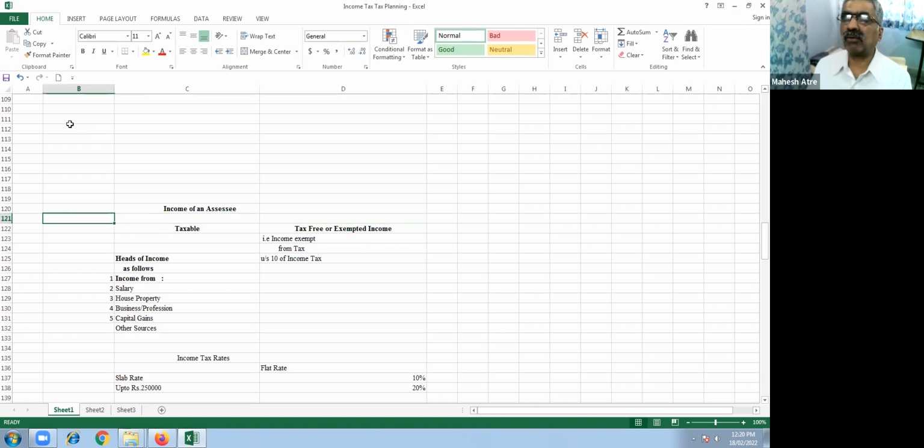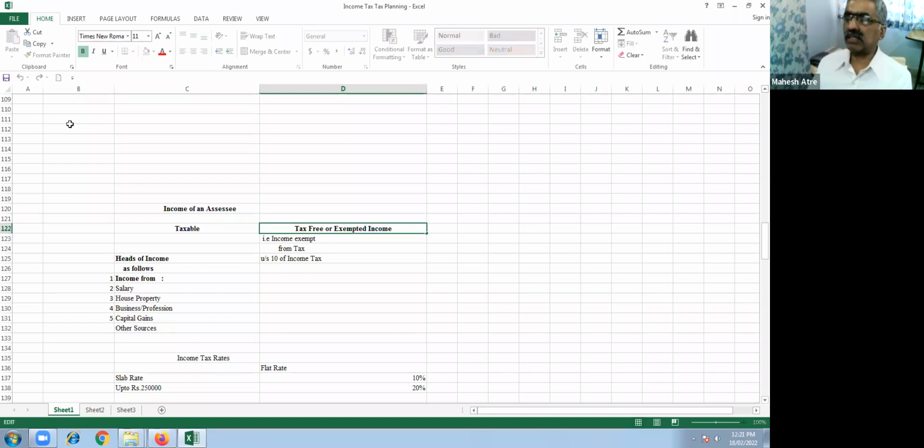So please try to understand, whenever we are going to discuss about any person, first of all, we are going to make a list of income earned by him, and then we are going to classify which income is going to be taxable and which is going to be non-taxable. Non-taxable means tax-free or exempted, or on which tax is not payable. So please try to understand.